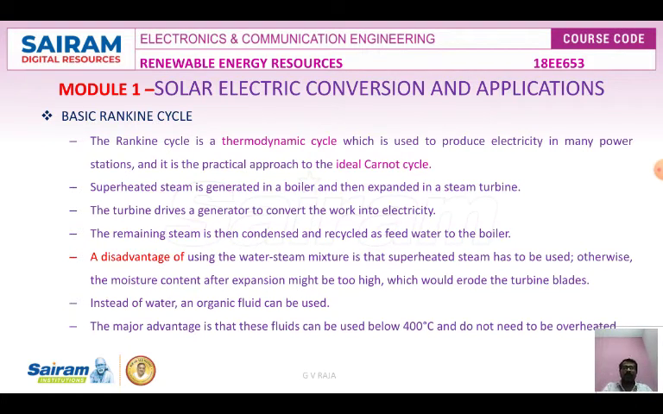What are the disadvantages? With this water steam mixture, superheated steam has to be used. Otherwise, the moisture content after expansion might be too high, which will erode the blades and cause corrosion. Instead of water, we can use some kind of organic fluid. The major advantage of the organic fluid is that it is used below 400 degrees Celsius and does not need to be overheated. In many cases superheating is not required, resulting in higher efficiency of the cycle. This is also called the organic Rankine cycle.